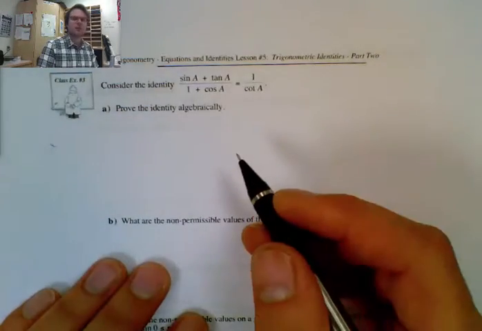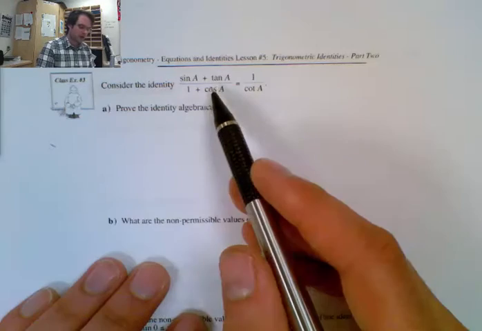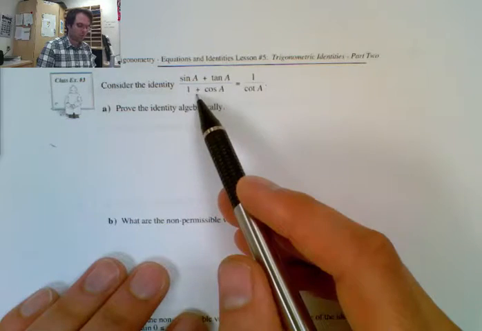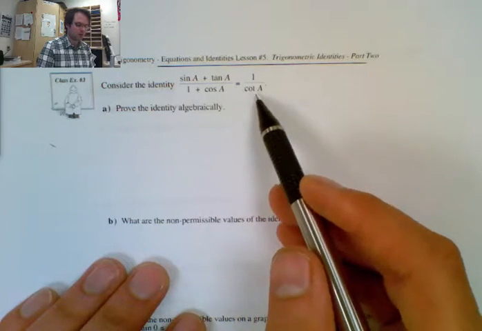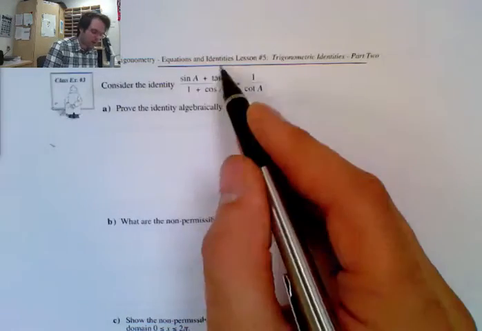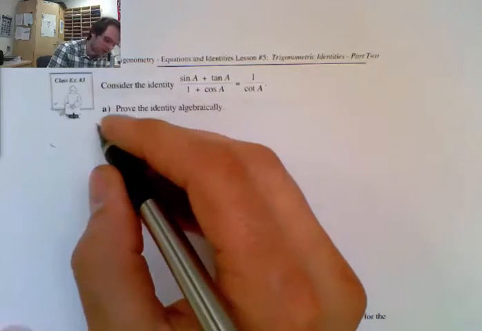So class example number 3 states, consider the identity (sine a over tan a) all divided by (sine a plus tan a) all divided by 1 plus cos a is equal to 1 over cotangent of a. So prove the identity algebraically. I'm going to first look at this side here because this is going to be my complicated side. Okay? So this is my tricky side here. So I'm going to look at the tricky one first.